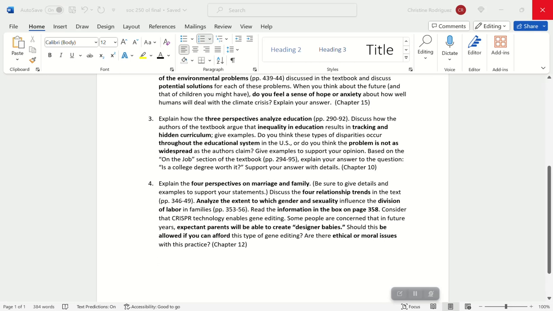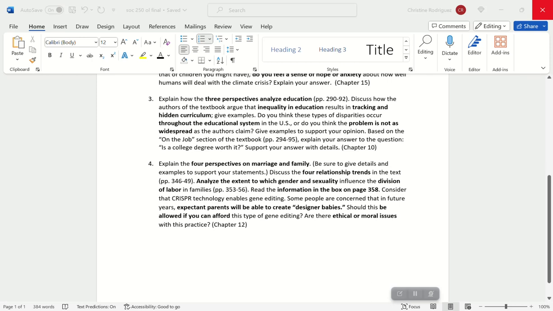Finally, question 4 is from chapter 12. Explain the 4 perspectives on marriage and family. And remember, there are always the 3, functionalist, conflict, and symbolic interactionist. But in this chapter, there is a fourth, and that is feminist theory. So when you explain these four perspectives, again, make sure that you're giving the details and the examples to support your statements. Discuss the four relationship trends in the text.